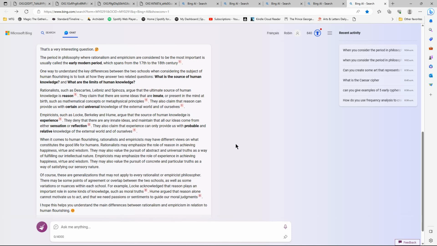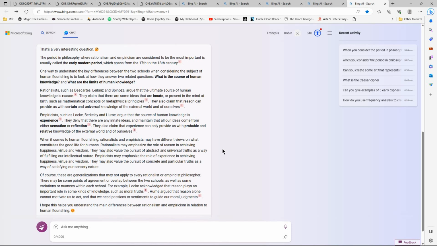When it comes to human flourishing, rationalists and empiricists may have different views on what constitutes the good life for humans. Rationalists may emphasise the role of reason in achieving happiness, virtue and wisdom. They may also value the pursuit of abstract and universal truths as a way of fulfilling our intellectual nature. Empiricists may emphasise the role of experience in achieving happiness, virtue and wisdom. They may also value the pursuit of concrete and particular truths as a way of satisfying our sensory nature.